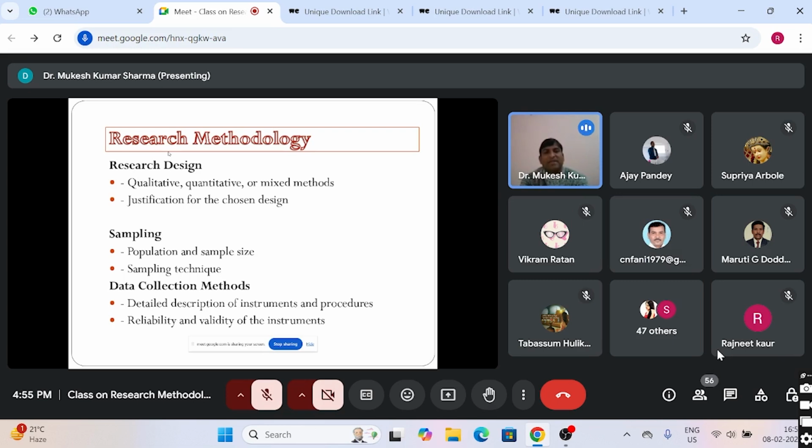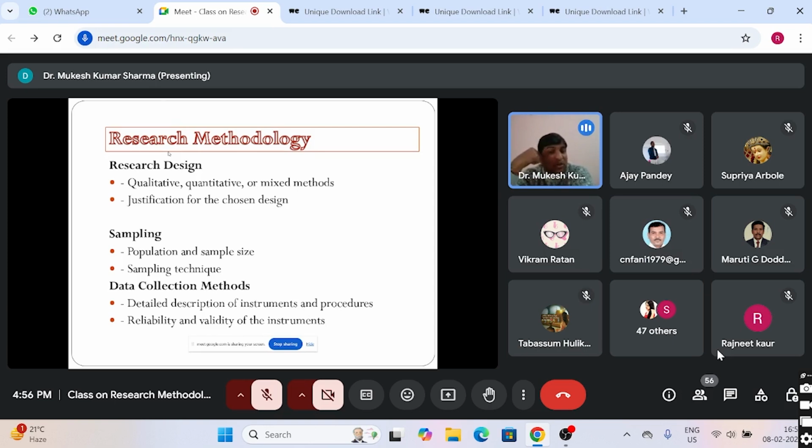That's why there are so many types of research design. On the basis of that design, we can justify which design should be chosen, and on the basis of research, we can choose the sample plan, then the sample technique, and on the basis of that, we can develop the questionnaire or schedule, depending on the research problem.